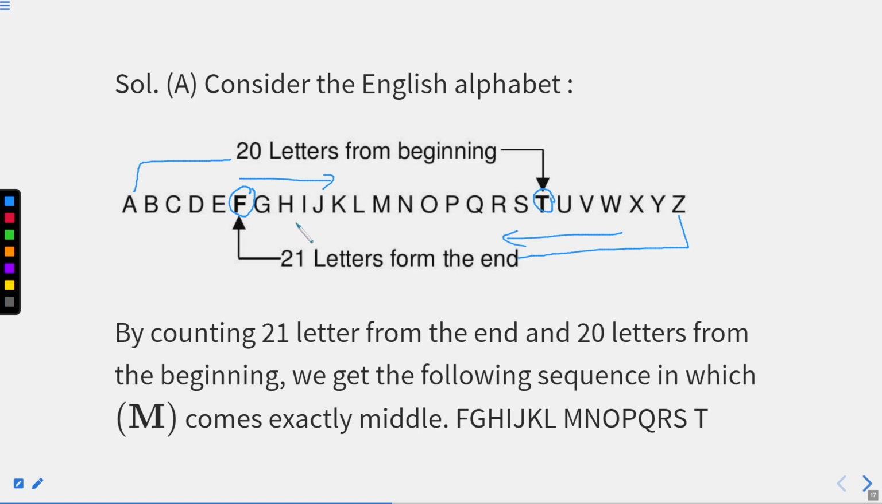Hope it is clear. And now we need to figure out which letter will appear in the middle from F to T. And if we count, we find that letter M will find itself in the middle. So hence our answer is M. I hope this question is clear.